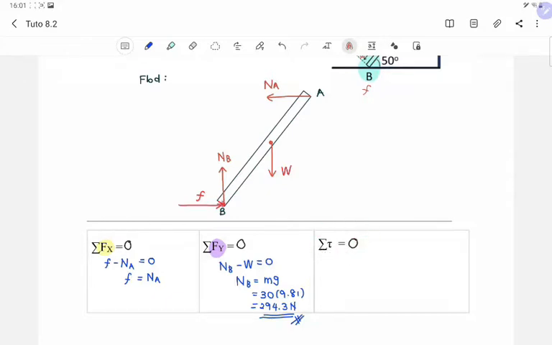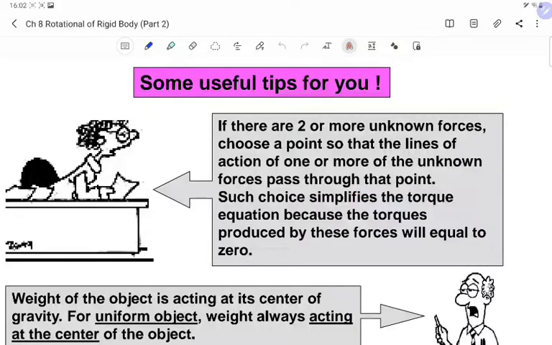Okay, the next condition is summation of torque equals to 0, meaning that the rigid body is not rotating at any point. So you can say the summation of torque at B equals to 0, summation of torque in the middle equals to 0, the summation of torque at A is equal to 0 at any point because all particles along the rigid body are not moving.